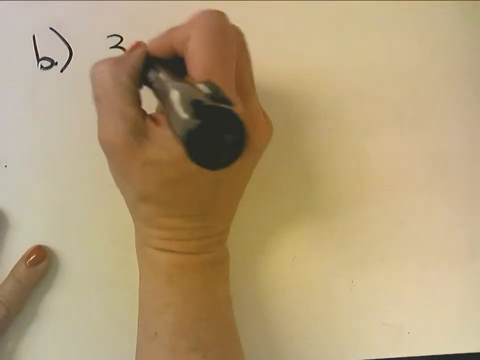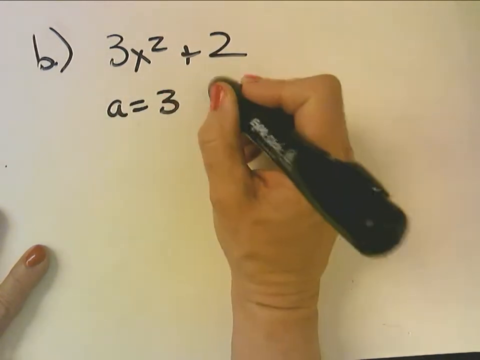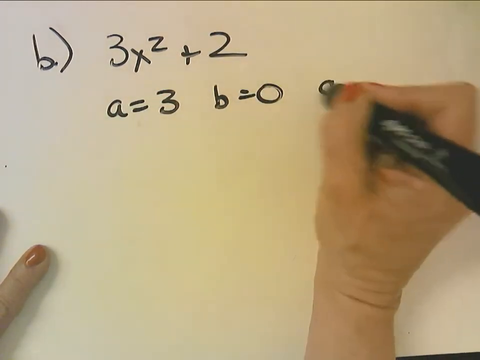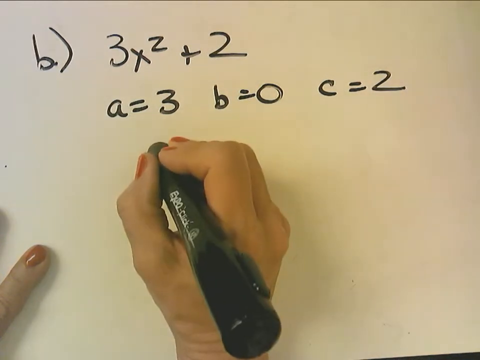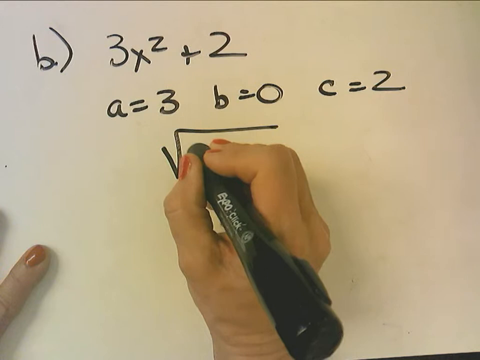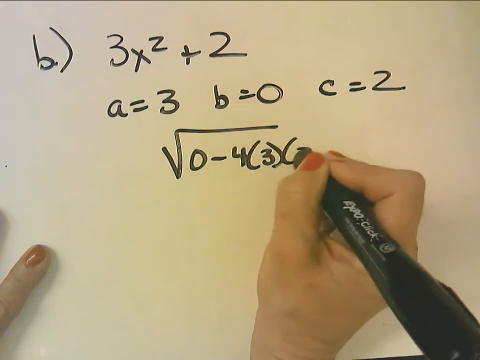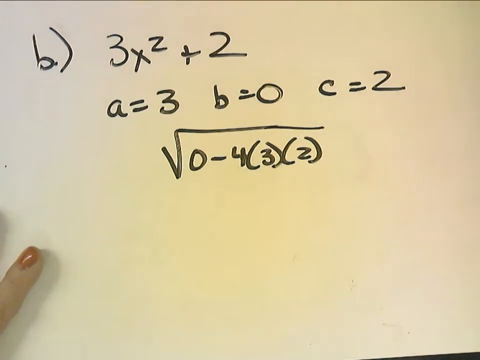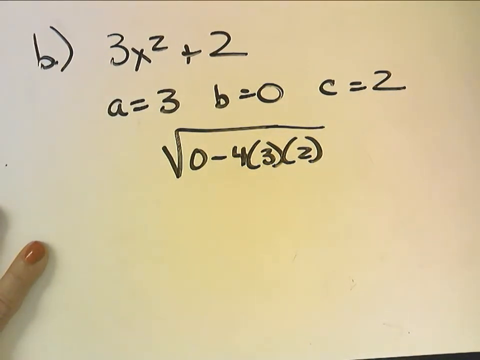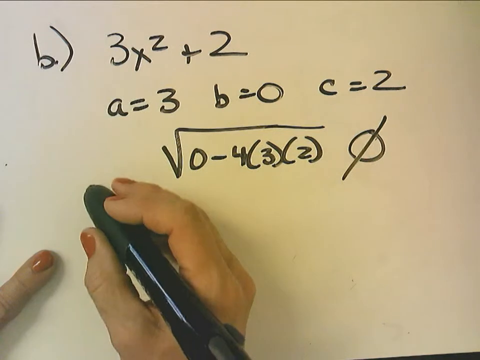b is 3x squared plus 2. So a equals 3, b equals 0, c equals 2. So b squared is 0. So 0 minus 4 times 3 times 2. That's going to be a negative number. Notice a and c are both positive. So as I was saying, there's a possibility this is a negative number, so there's no solution.